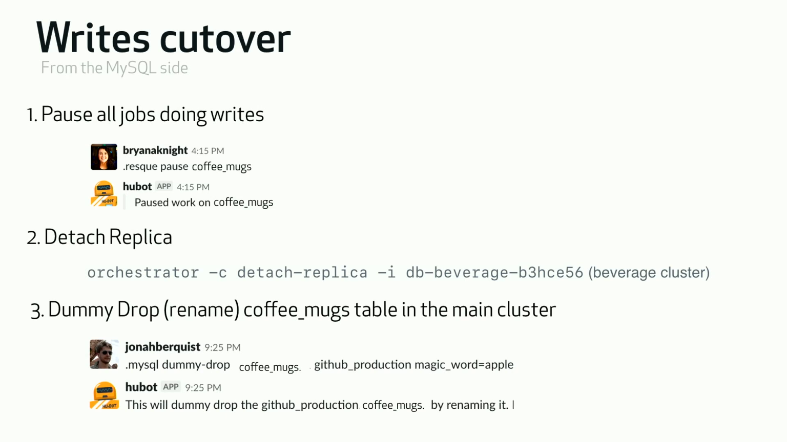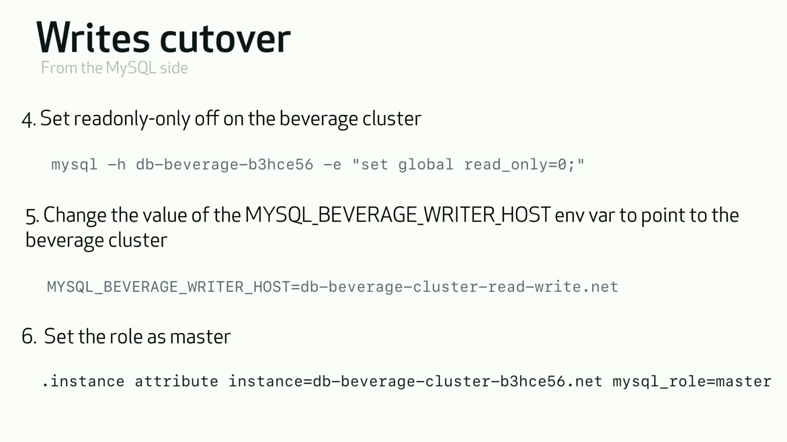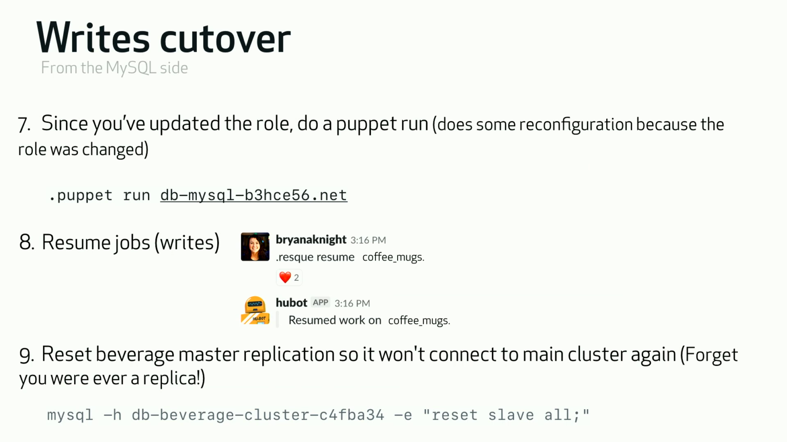So just to go into even more detail about how we did this. Once again, the first step was pausing all the jobs. We actually did that via ChatOps. We have some awesome ChatOps at GitHub. Then detach the replica and dummy drop the coffee mugs table in the main cluster, also via ChatOps. Set read-only off on the beverage cluster, change the value of the MySQL beverage writer host environment variable to point to the new cluster, and then set the role as master. And then finally, do a Puppet run, then resume the queue so that writes start to come in again, and then reset the master replication.